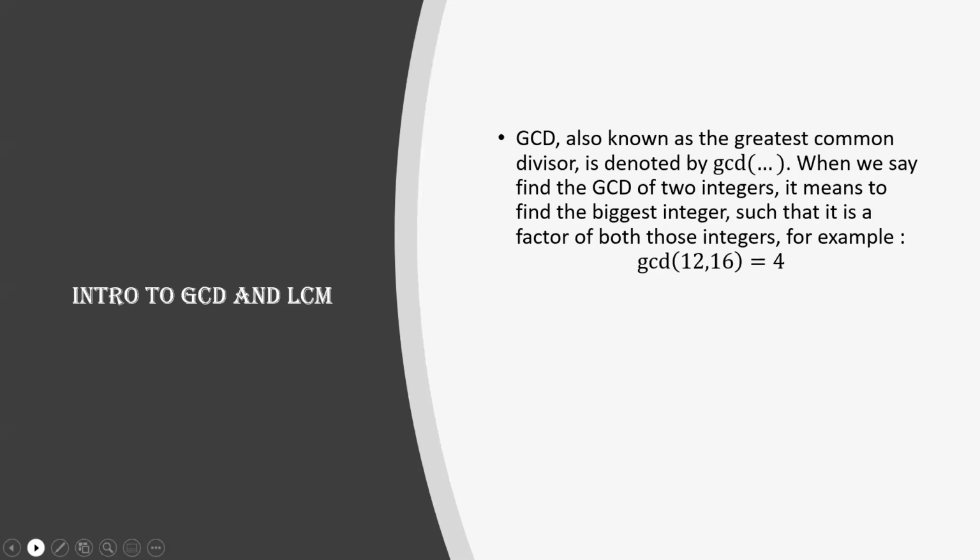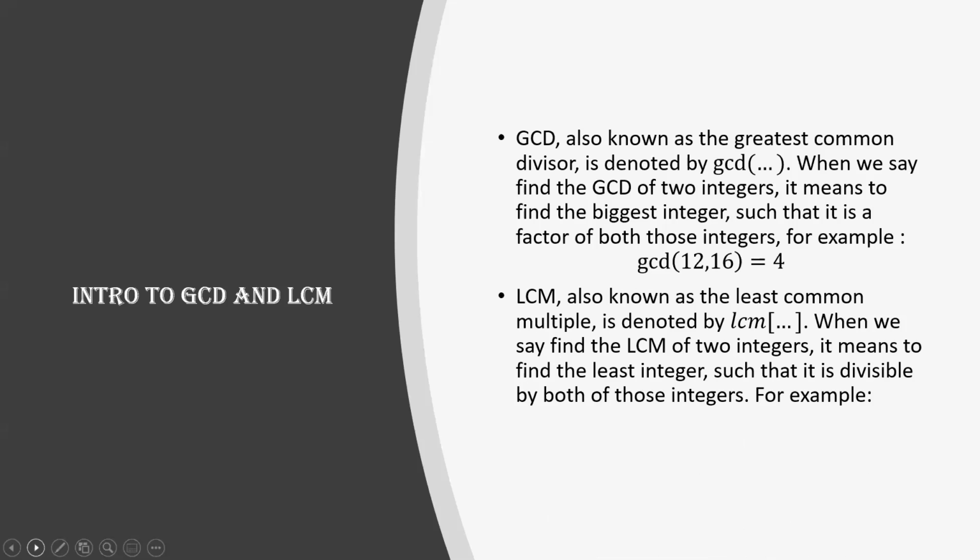Now let's move on to LCM. LCM is also known as the least common multiple. It is denoted by LCM of something. When we are told to find the LCM of two integers, it means to find the least integer such that it's divisible by both those integers. Again, the English meaning: least means you want to find the smallest common, something common between two or three or anything. Then multiple. So you want to find the smallest multiple which is common between two numbers.